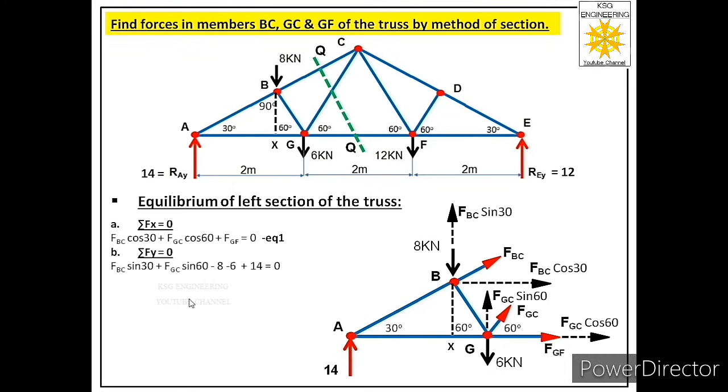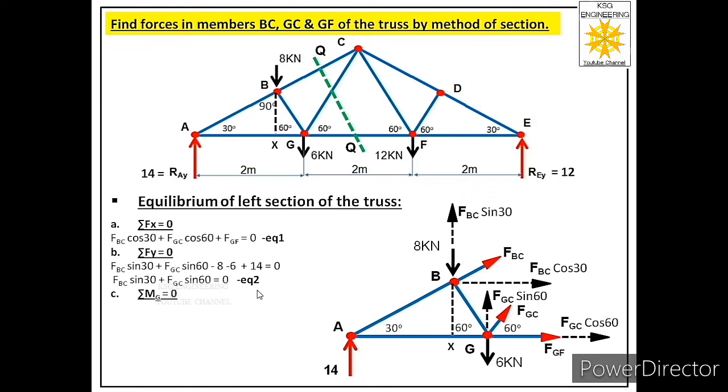So final equation will be FBC sine 30 plus FGC sine 60 minus 8 minus 6 plus 14 equal to 0. So from here we will get second equation as FBC sine 30 plus FGC sine 60 equal to 0. So this equation also has two unknowns, we cannot solve it, so let us call this equation as equation number 2. Now let us apply the third equation, that is summation M equal to 0.